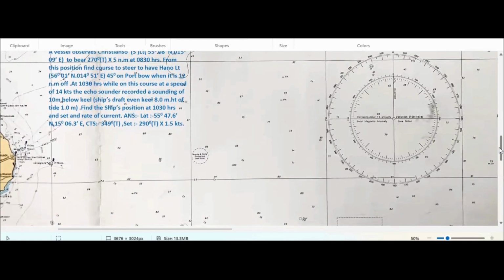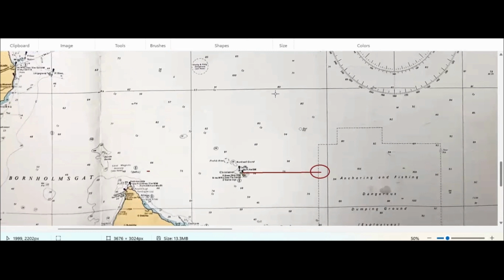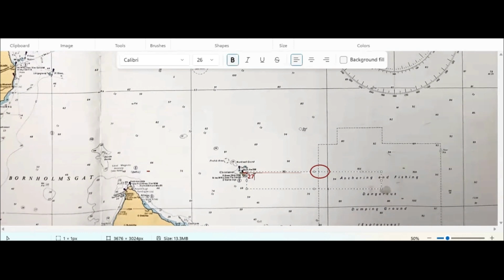Here it is giving 270 into 5 miles. This is at 0830 hours. Okay, so this is your 270 into 5 miles. This is the 0830 hours position. Okay, now.